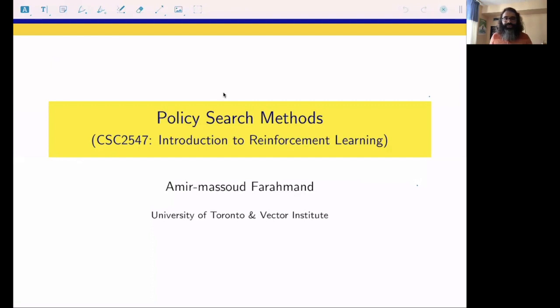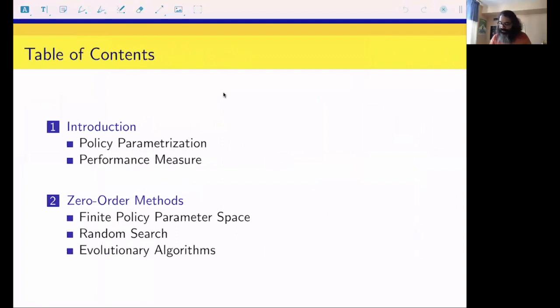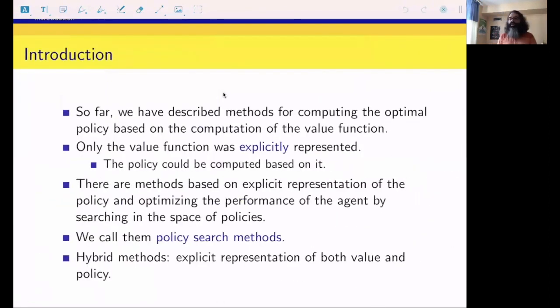Okay, so let's talk about this new topic, which is policy search methods for solving reinforcement learning problems. The basic idea here is that so far we discussed a lot of methods for computing the value function. So the focus has been on the value function and computing the value function.